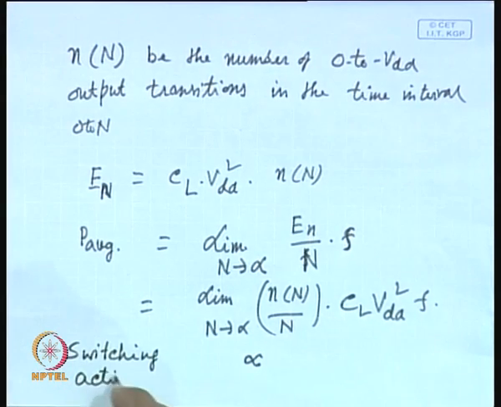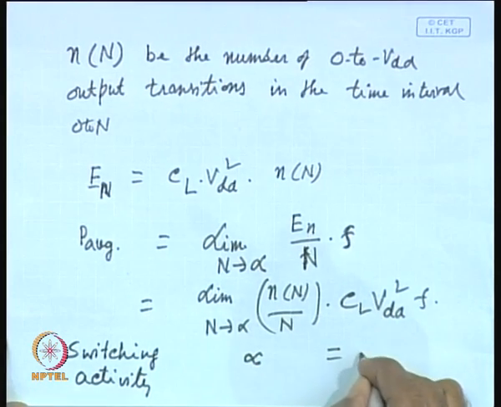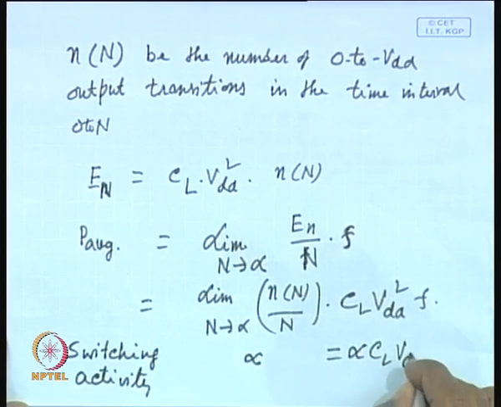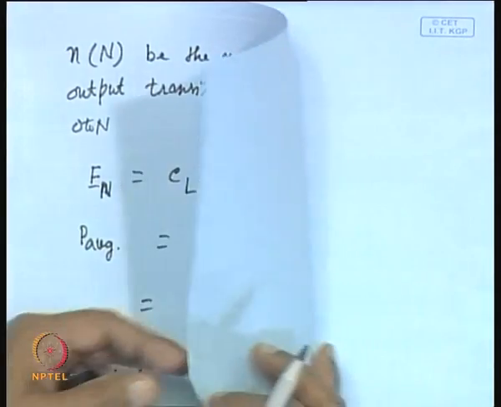Switching activity. Therefore, you can say that average power dissipation is equal to alpha CL VDD square and F, and that is the average power dissipation on the load capacitance CL.